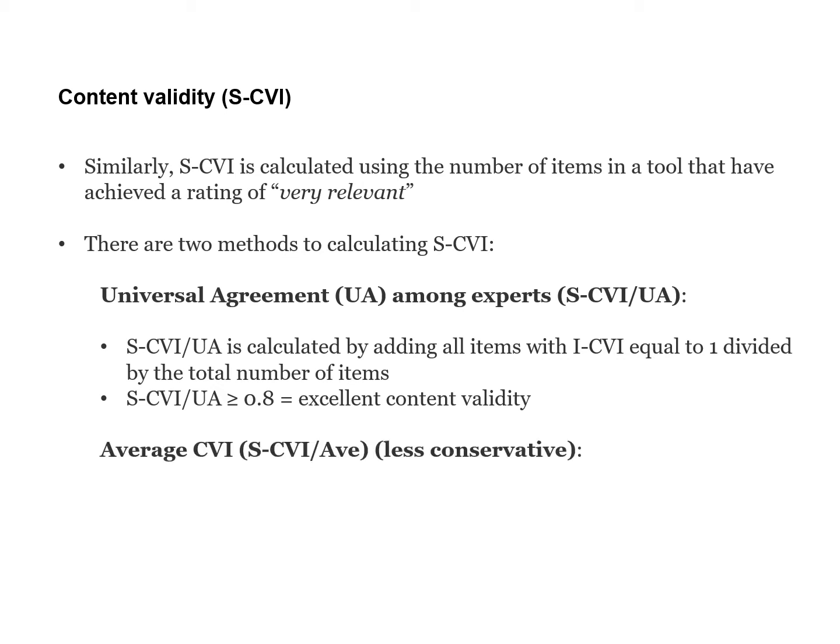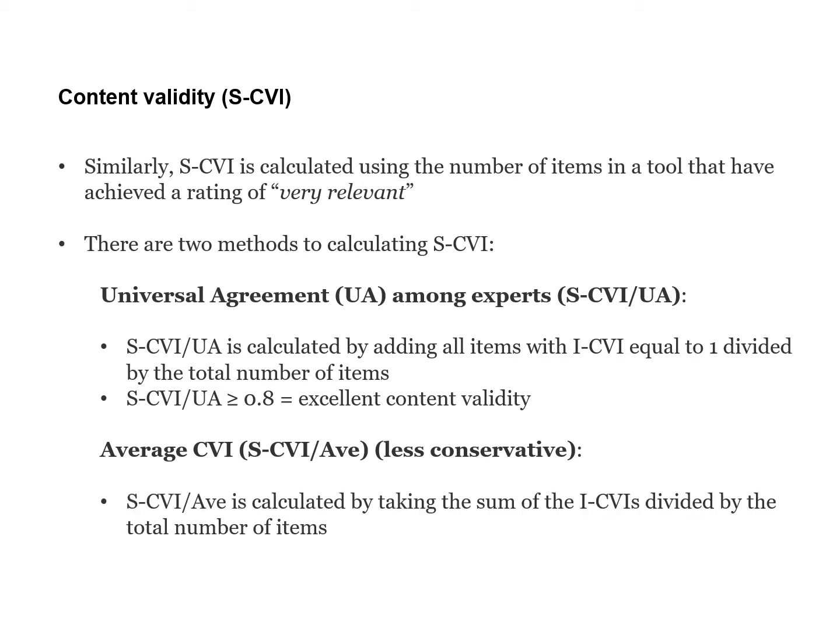But there's also the average CVI, which we saw in the previous one, and this is less conservative, and it's taken by calculating the sum of all the I/CVIs, not just the ones that are universally agreed with, dividing by the total number, and an average of over 0.9 there is usually considered to indicate excellent content validity, but that is, as it points out, they are less conservative than the universal agreement.